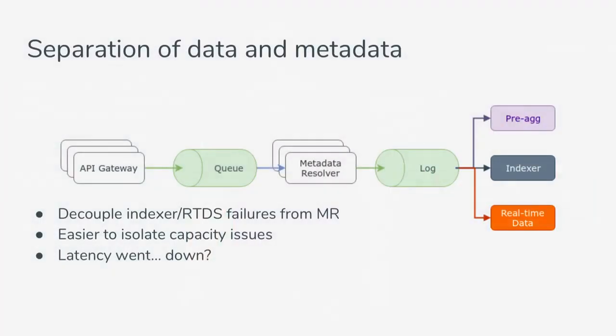So we did that. And then the overall latency of the system went down. And we were very confused because it shouldn't go down. We added a queue in between the resolver and the indexer and the real-time data system. But we had all of these queue metrics already, and we had a good established pattern of using them and understanding them.